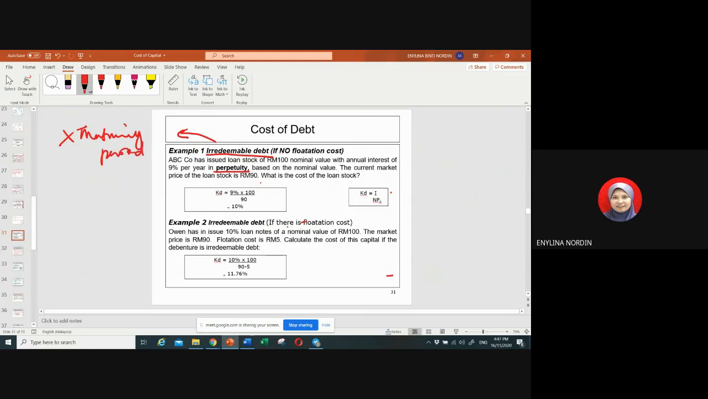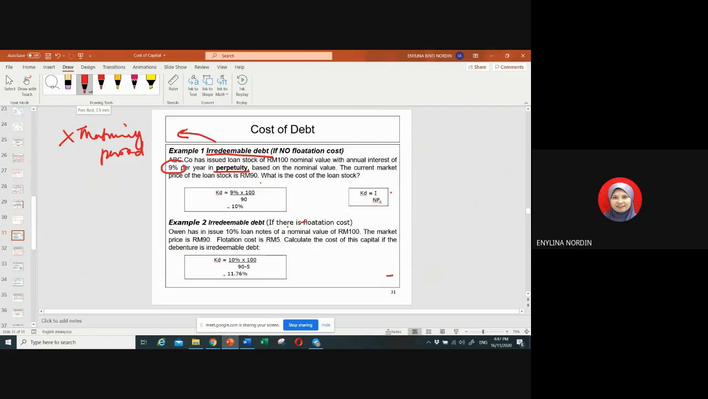That means the company will pay the interest, in this case 9%, to the debt holders indefinitely, or infinity. And the debt holders will hold this bond or this debt for an indefinite period. We do not know for how long this bond is going to be held by the debt holders. Right, so it's going to be infinity.